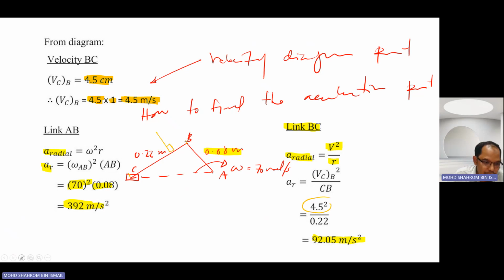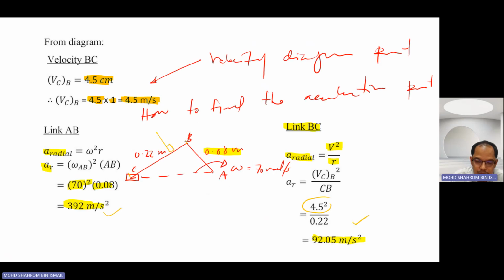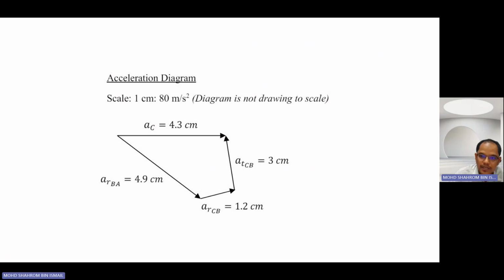So these two are what we managed to calculate. All right, now this is quite a tricky part. How are we going to get this kind of diagram? Basically, the diagram is quite straightforward. I'm going to draw it again. This is our mechanism. This one is A, this one is B, this one is C, of course.